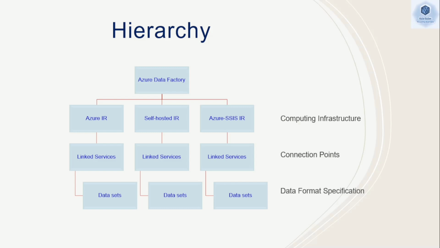The next level in the hierarchy is linked services, which are also known as connection points. They help you provide the endpoints of your source and destination and the configurations for your connections. For example, for authentication, you need to provide the endpoint and the authentication through linked services. Basically, once you define the integration runtime, you create a linked service to connect with your source and destination.